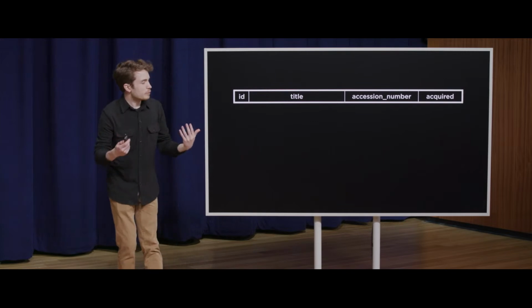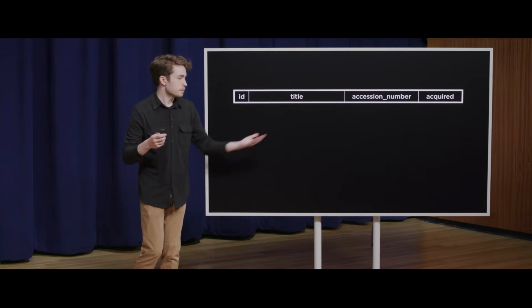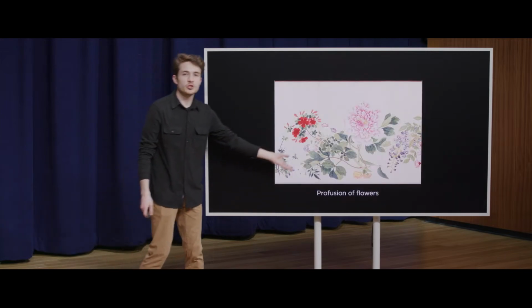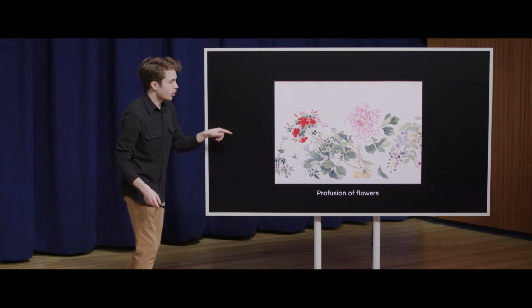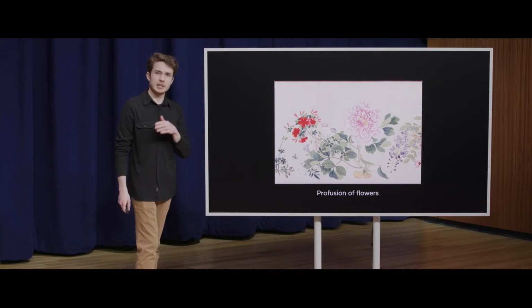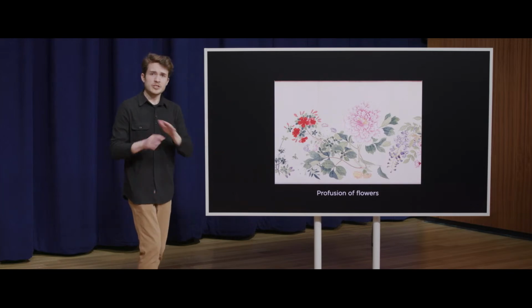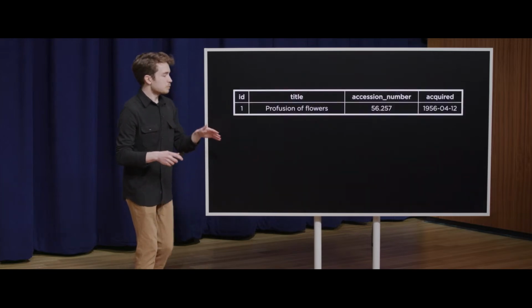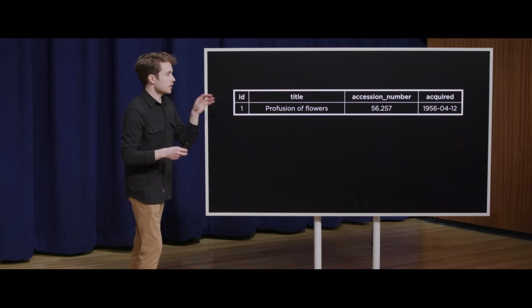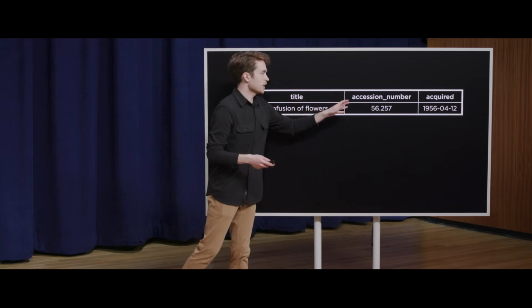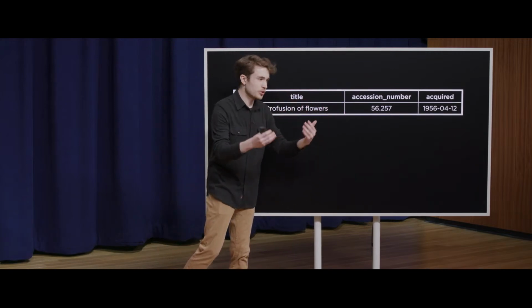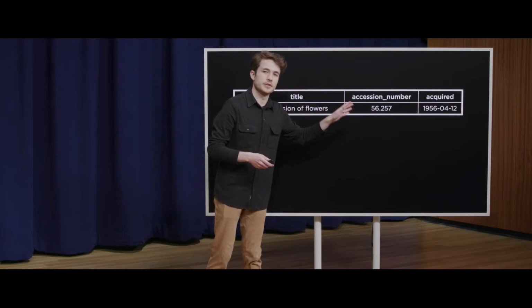And let's think, well, the museum might want to acquire this piece here, this one called Profusion of Flowers. Well, how could they log that this artwork is inside of their database? They could maybe just add a new row. They could say, let's put Profusion of Flowers as the first item in our collections here. We'll give it a title, an accession number, which again is just the unique ID internal to the museum, and the date it was acquired.